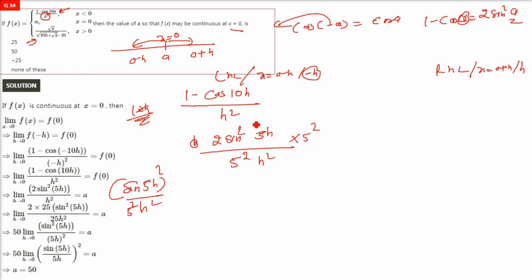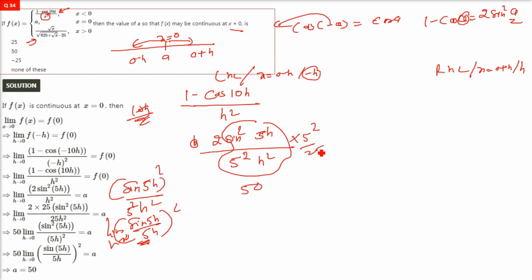So now just apply the limit here, sin theta by theta, limit theta tends to 0, so it is going to be 1. So what do you get? 2 into 5 square. This is going to be 1, which is sin 5h by 5h. So you get this as 1 and 2 into 5 square. So 5 square is 25. 25 into 2 is 50.